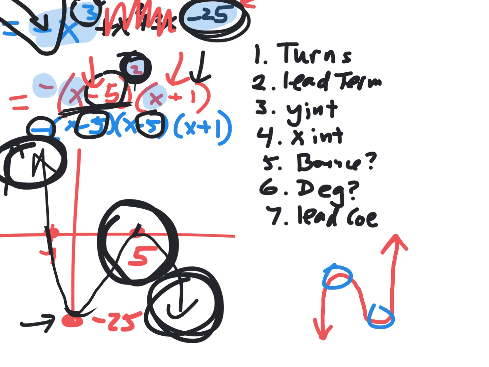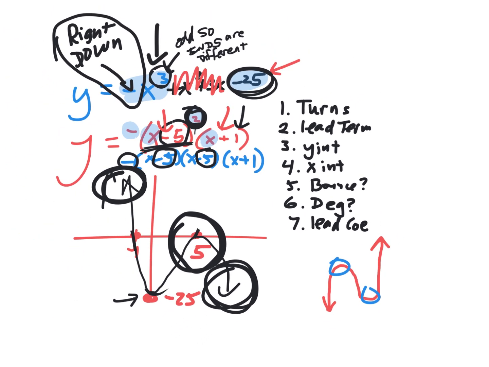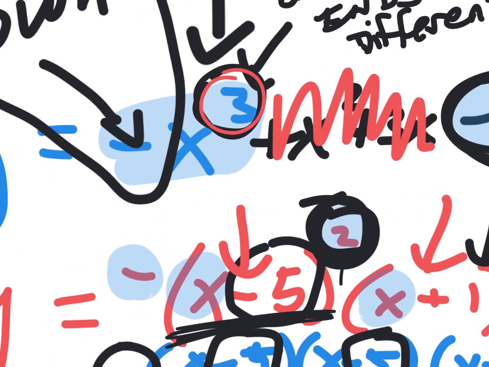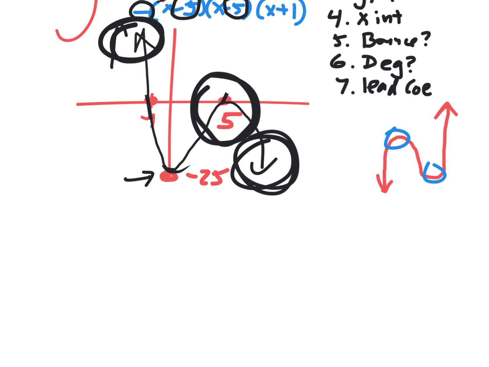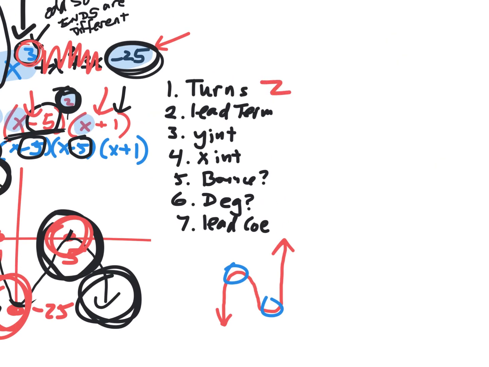Turns has to always be 1 less than what degree you have. This has degree 3. So I can only have 2 turns. Did I have 2 turns? Yes, I did. There was a turn, and there was a turn. All right, so how many turns? 2.